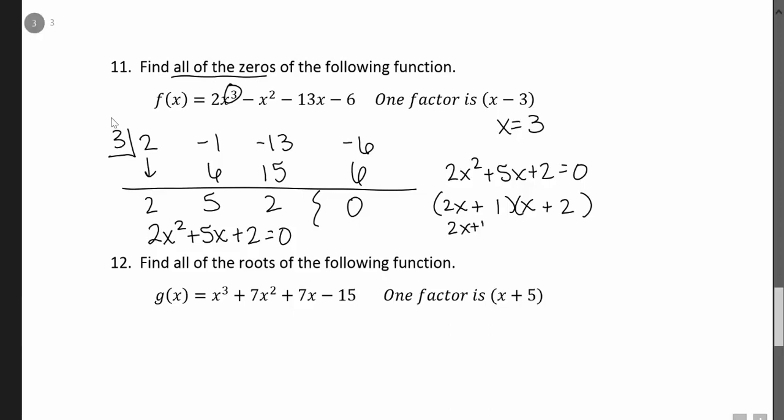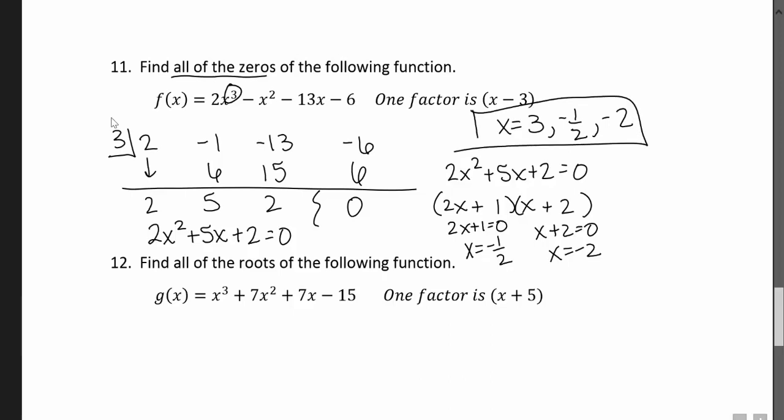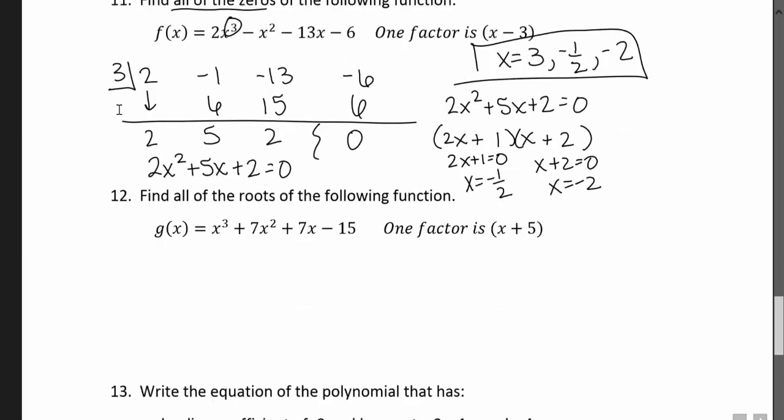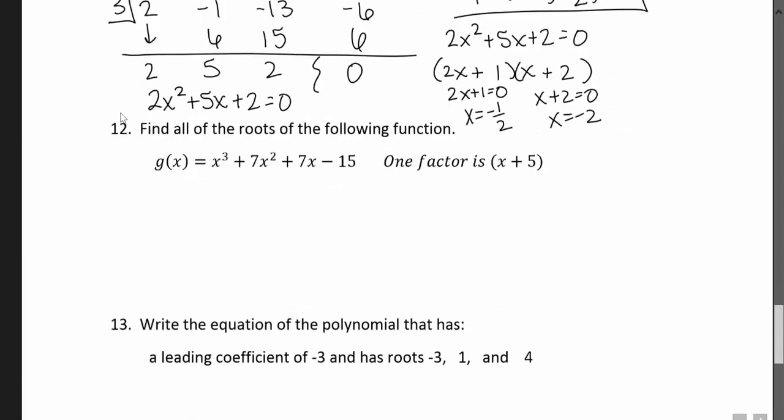So 2x plus 1 equals 0. So x equals -1/2. And here x plus 2 equals 0. So x equals -2. So 3 zeros. X equals 3. X equals -1/2. And x equals -2. And then the last one, like this.